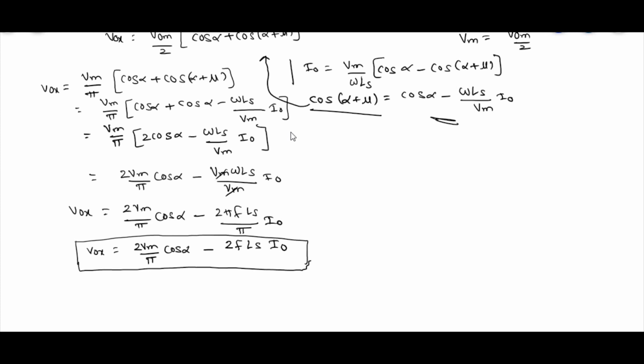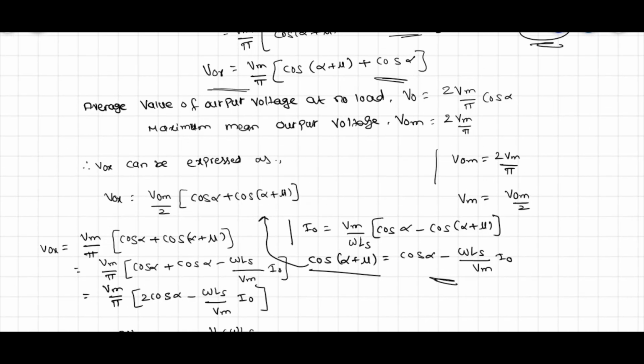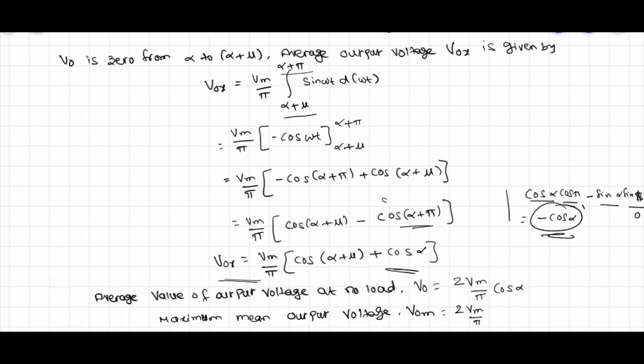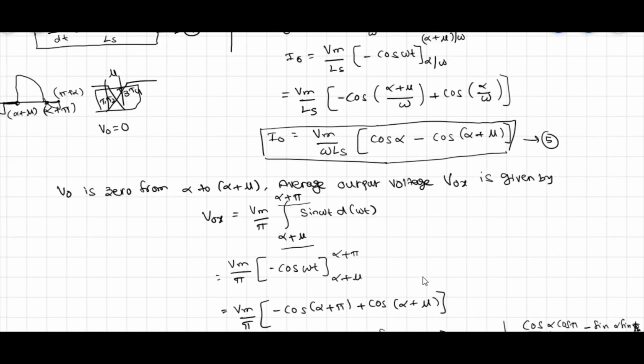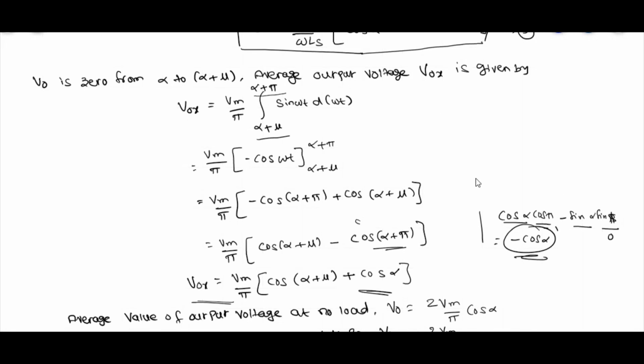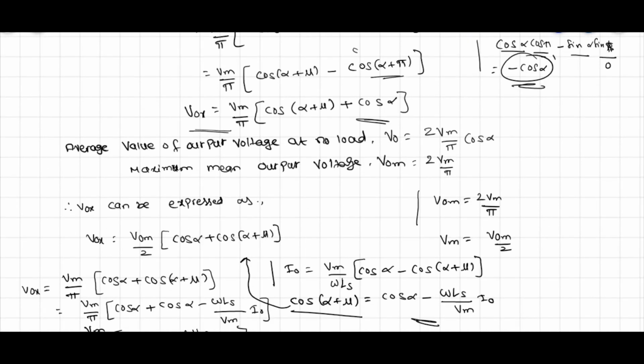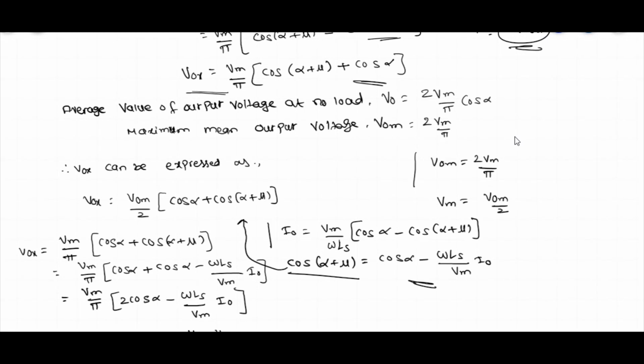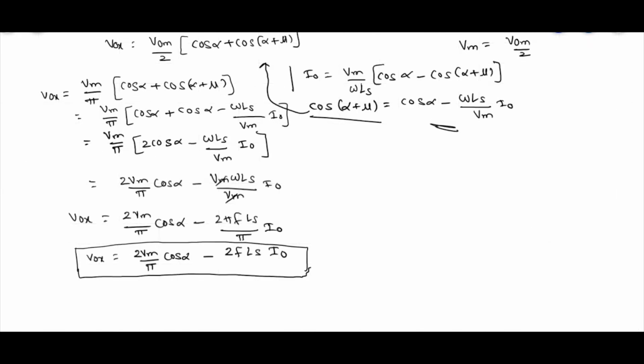So with this we are done with the effect of source inductance in the case of single phase full converter and its mathematical analysis. If you go back and see what derivations we have done, we have obtained the equation for I naught, and we have obtained the equation for VOX, that is the case of effect of source inductance. Okay, thank you.